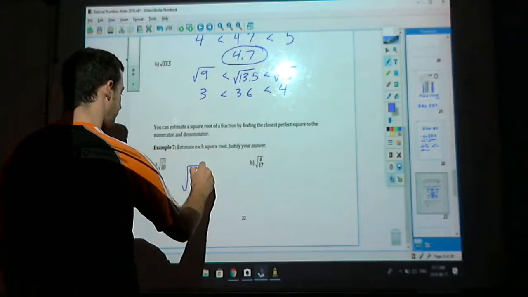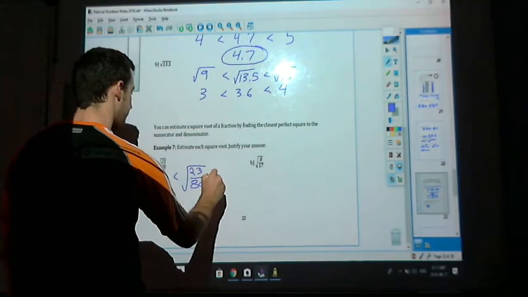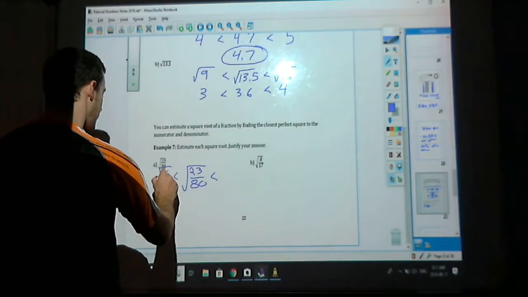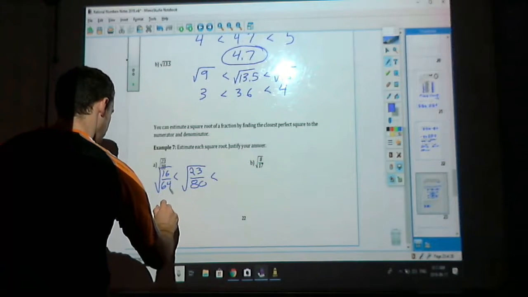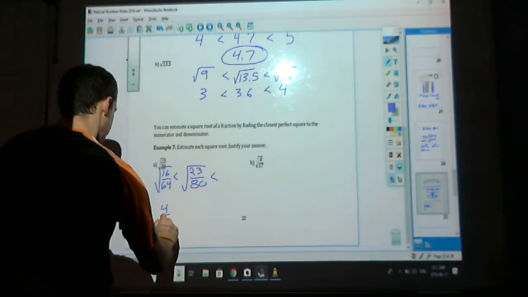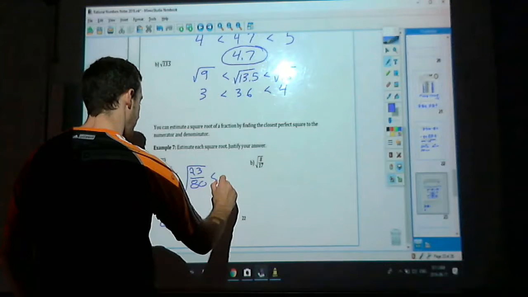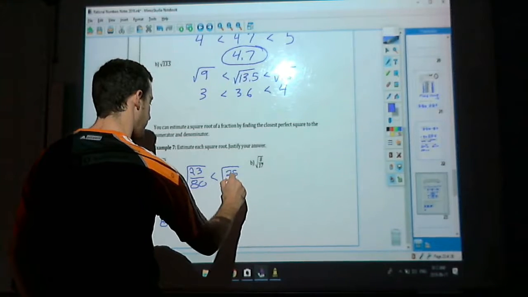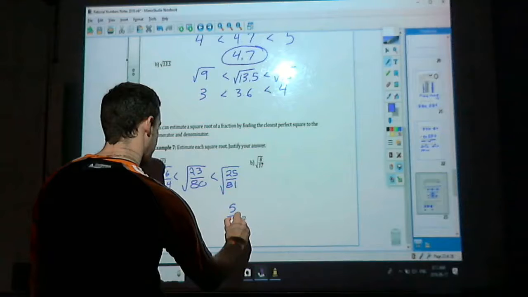So here we go, 23 over 80. We just rewrite it. We need a fraction that's smaller and a fraction that's larger. So smaller, 16 over 64, which is the same as 4 over 8. Okay, and then we're going to go on the flip side, and we're going to go the square root of 25 over 81, right, which gives us 5 over 9.